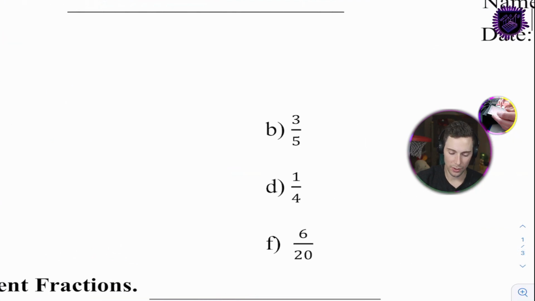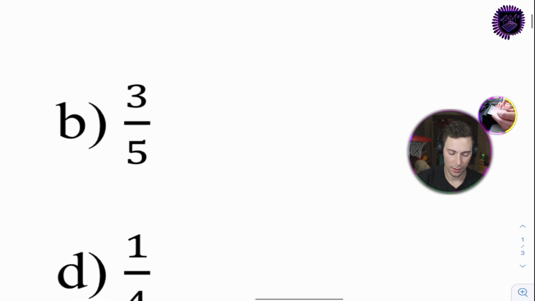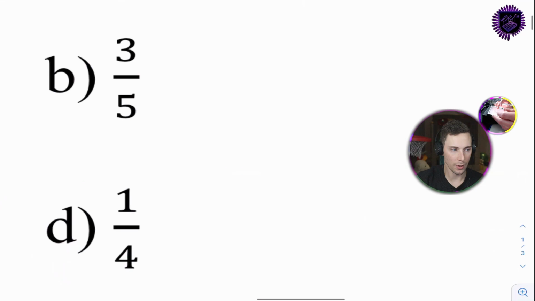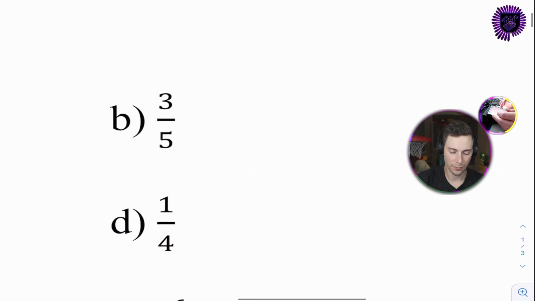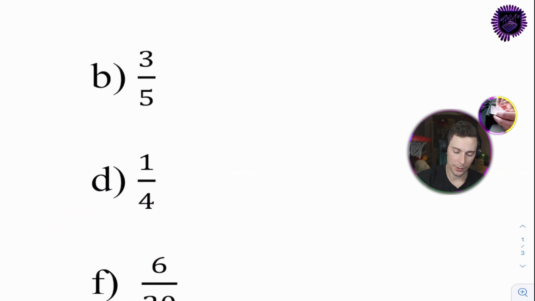This next question, a fraction, you can do in one of 2 ways. You can convert this to a decimal, which is 0.6, and then that decimal can be multiplied by 100 to equal 60%.